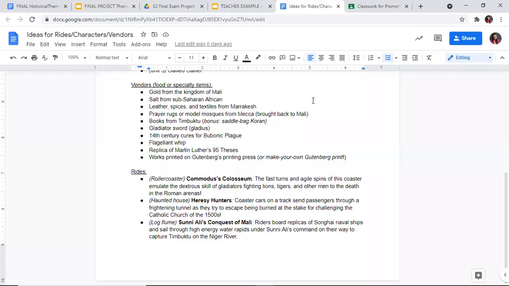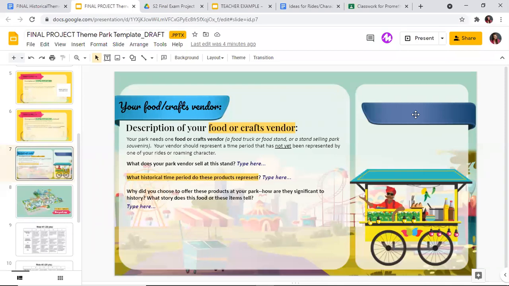So for example, if your vendor is selling 14th century cures for bubonic plague, or perhaps flagellant whips, maybe both, you might name your vendor medieval apothecary. Something like that, something with a theme that just clearly shows us what time period it's coming from and makes people want to go over to this stand.